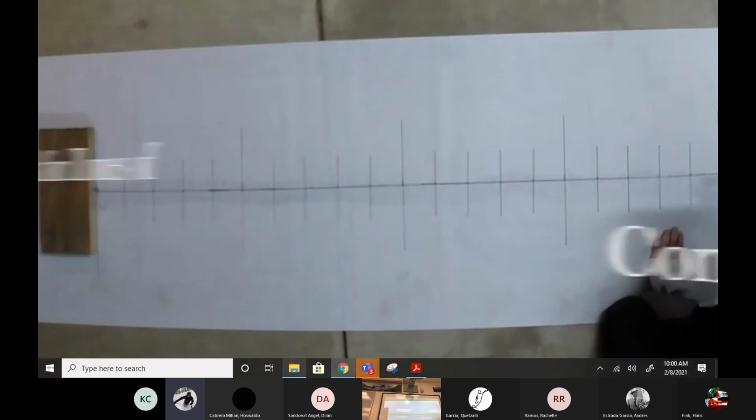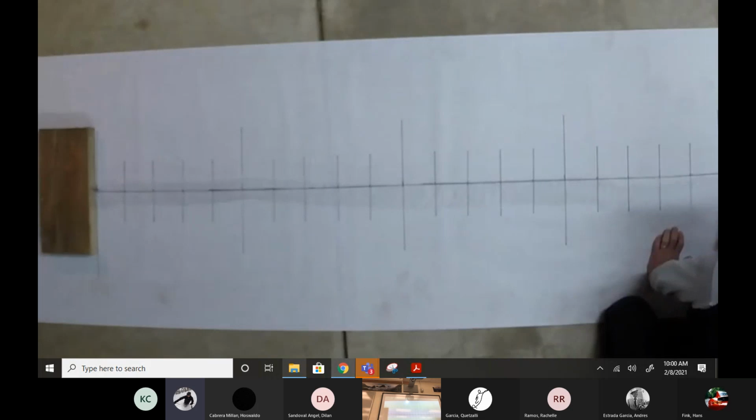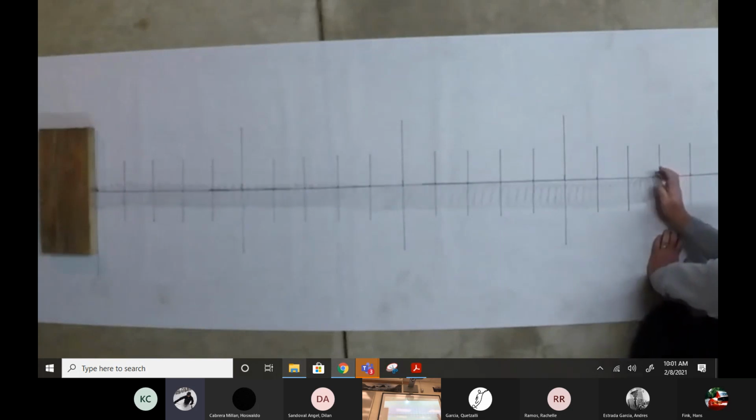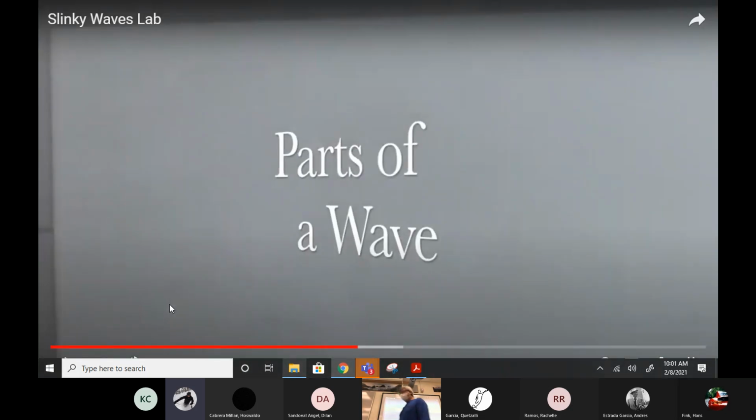Okay, here it is zoomed in of that longitudinal wave. So can you see the zones of compression there where the coils are squeezed together? And then between the zones of compression would be the zones of rarefaction. So what I would like you to do is number 7 and then number 8. And that will be a good stopping place for today.